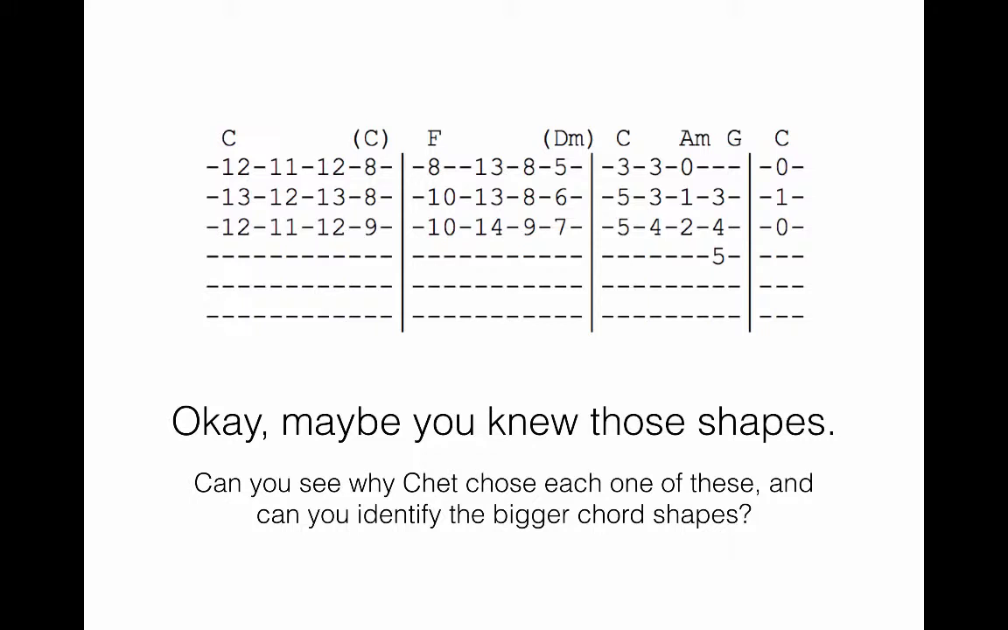Okay, maybe you know these shapes here. A lot of these are the C shapes you've seen, the A shapes, the D shapes, the minor shapes, the E minor shapes. But again, what if you didn't? What if you didn't know how all these little shapes fit into the bigger chord shapes you already know? Because I'm just like you. I got a chord book when I first started playing guitar, and I just laid out, across all six strings, every single note that you got to play in order to make this sound.